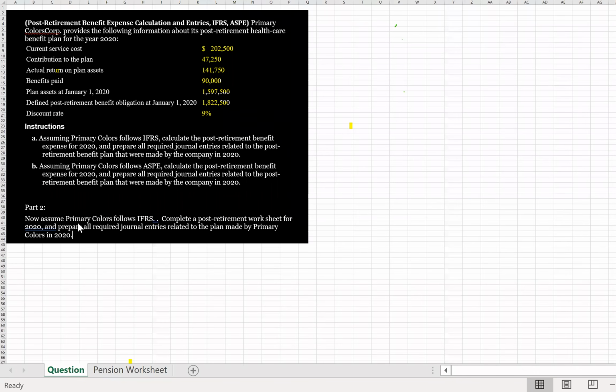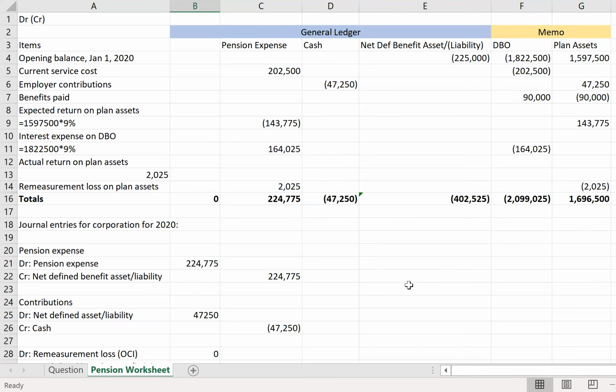Part 2 says, assume primary colors follows IFRS, calculate a post-retirement benefit worksheet, which we already did do. So we've covered off part 1, A and B, and we've actually covered off part 2 as well through the completion of our pension worksheet.